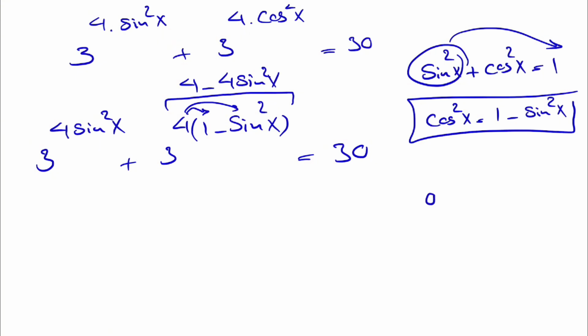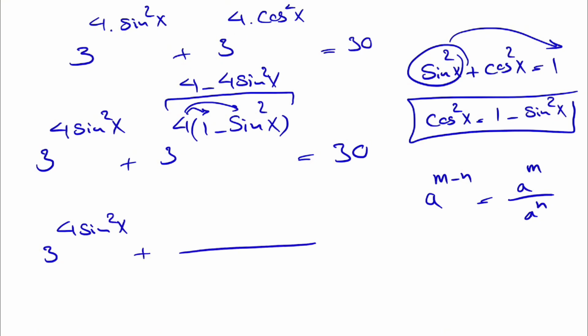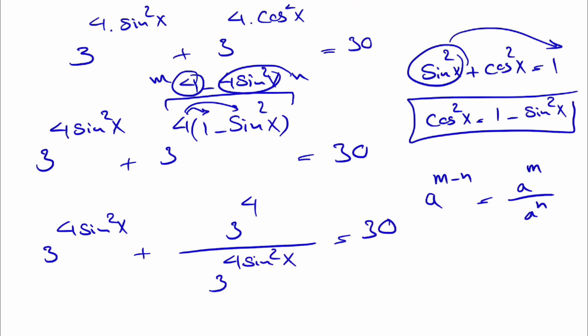From the laws of the exponent, we know when we have a to the power of m minus n, this will be equal to a to the power of m over a to the power of n. So here, from the first expression, we're going to keep it divided. Here we're going to do that ratio. This is our m and this is our n, so it can be written as 3 to the power of 4 over 3 to the power of 4 sine squared of x is equal to 30.